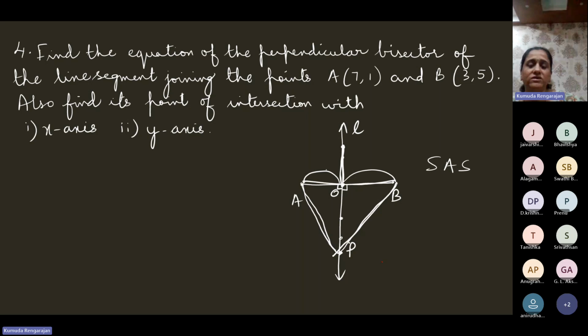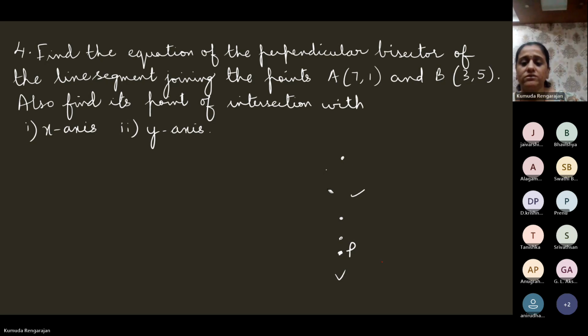So what is the result? Any point on the perpendicular bisector is equidistant from the ends of the line segment. If you take any point like P on the perpendicular bisector, it will be equidistant from the ends of the line segment. See, if you join this one to A and B, we'll get the same result, no? That these two triangles are congruent to each other. Therefore, this line segment is equal to this line segment. So, in words, we say that any point on the perpendicular bisector is equidistant from the ends of the line segment.